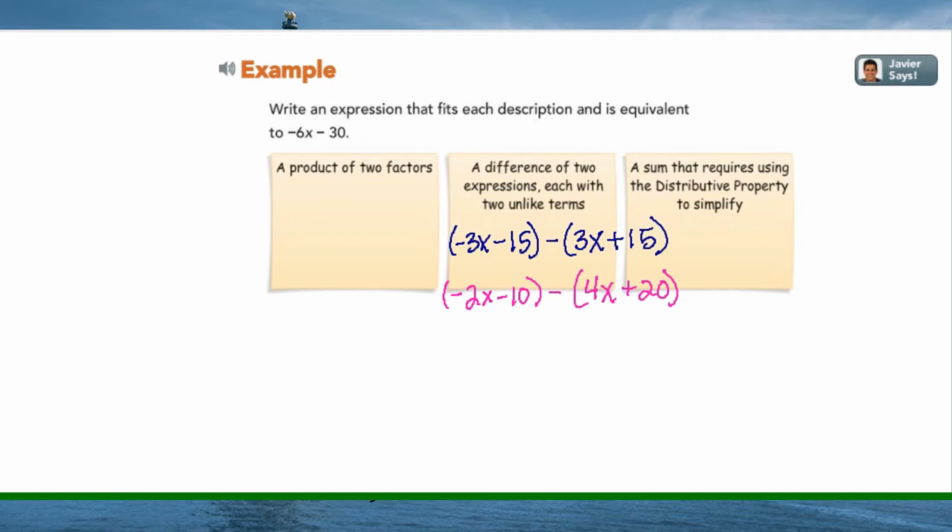These are two examples. I want you to come up with one, and do not use the exact same numbers that I use. Try to think of different ways you can have negative 6x. So I already used 3 and 3 and 2 and 4. So try to think of different ways you can separate negative 6x, and then think of ways you can separate negative 30.